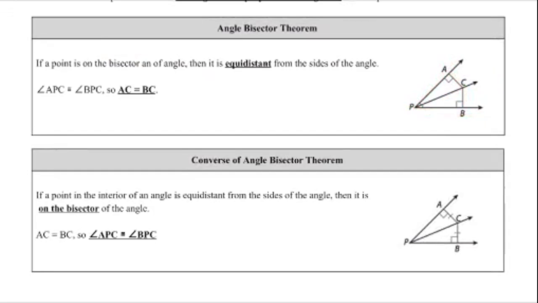Because PC bisects the angle, it means that angle APC is congruent to angle BPC, and therefore segments AC and BC are congruent to each other. And there's a converse of that, which says that if a point in the interior of the angle is equidistant from the sides, then this point is on the bisector of the angle. So if AC and BC are congruent, then angle APC is congruent to angle BPC. Okie dokie, guys.